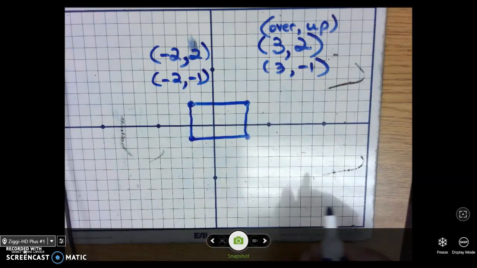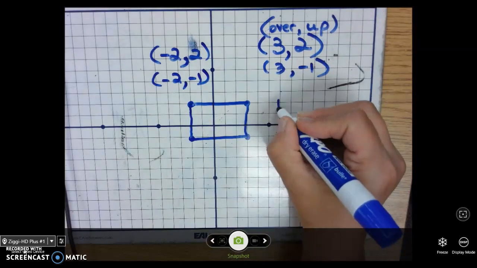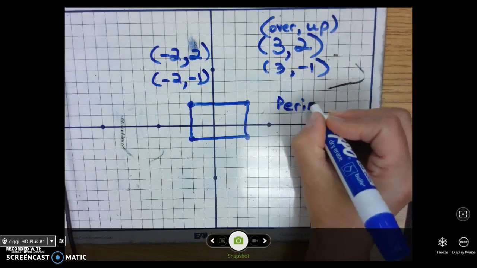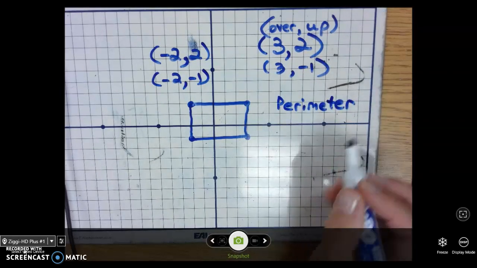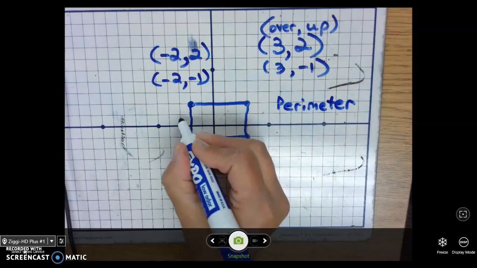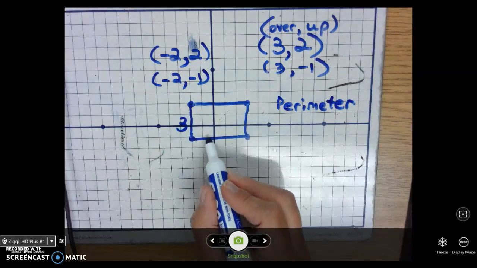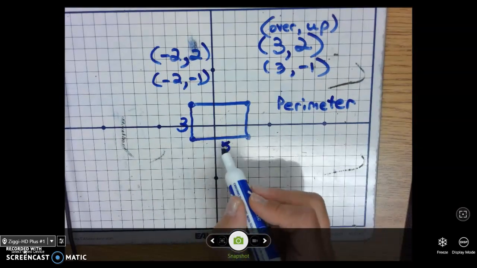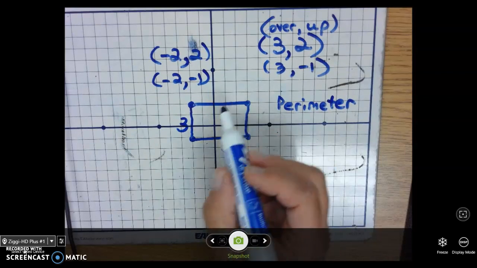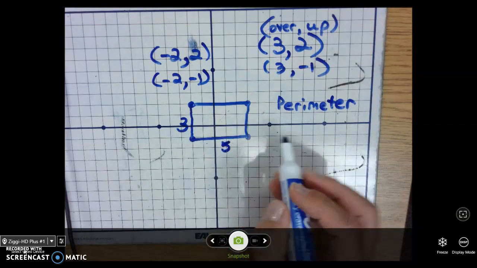And now if I was to ask you the perimeter of this shape, perimeter, the distance around, okay, there is 3 is the width. 1, 2, 3, 4, 5 squares is the length. So the perimeter would be 5 plus 5 is 10, plus 3 is 13, plus another 3 would be 16.